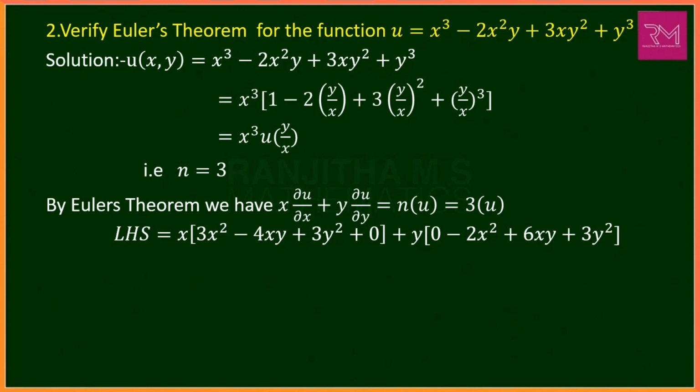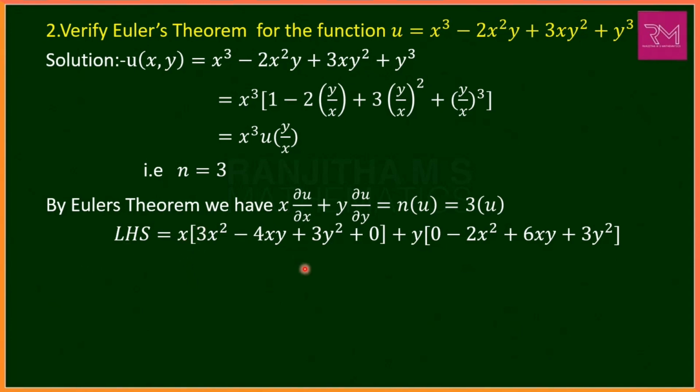Here there is no y term, so we get the value as 0. Minus 2x square is constant, take it as it is, into the differentiation of y, which is 1. Plus 3x, take as constant, into the differentiation of y square, which is 2y. So 2 into 3 is 6xy, plus the differentiation of y cube, which is 3y square. This is the LHS of the equation.